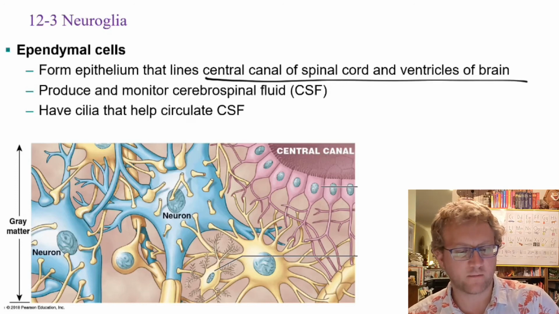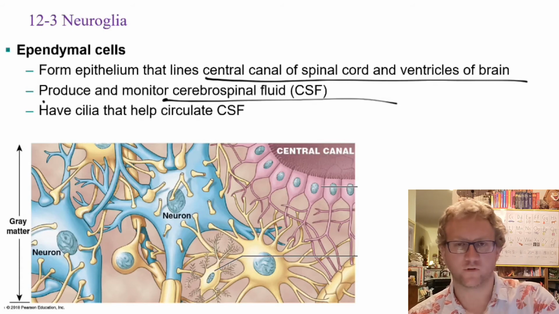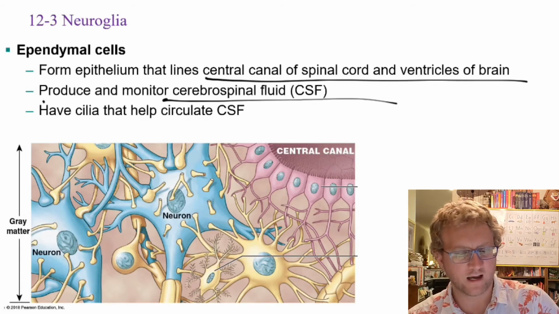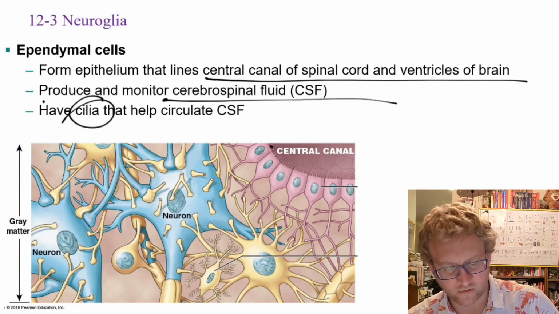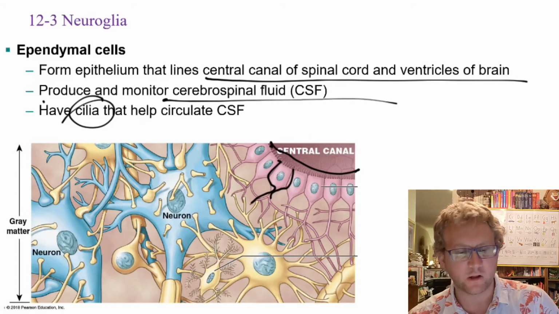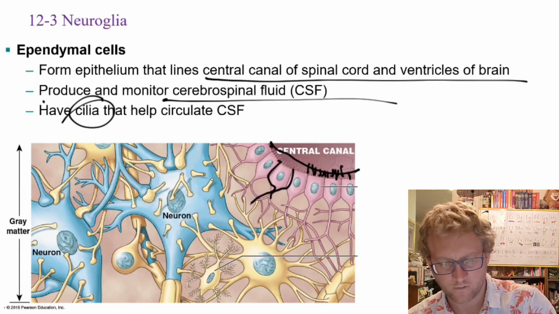They produce and monitor cerebrospinal fluid, which is important for maintaining brain health, which we'll talk about a little bit later. And they have cilia that help circulate that. And so here is this central canal right here. These cells are the ependymal cells, and you can see, if you look really, really closely, the cilia that are all right here, kind of moving all that stuff around.